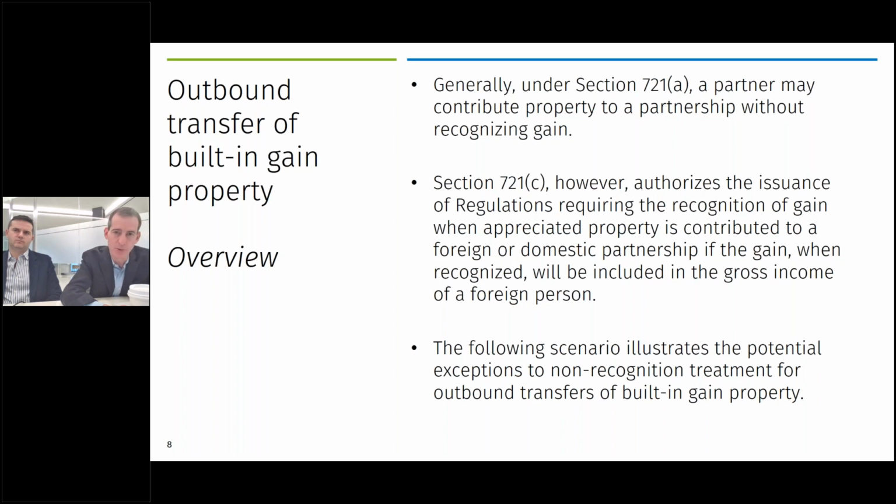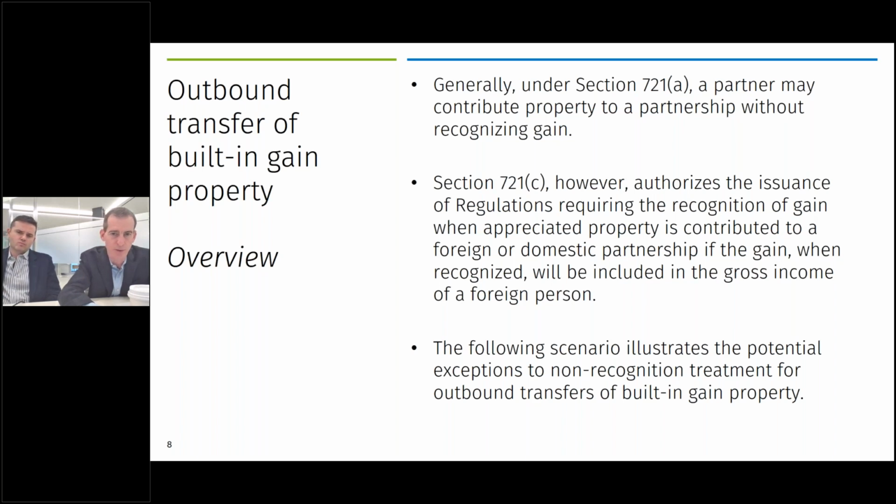So just to give you a very quick example of that, if you were to contribute built-in gain property to the partnership, and within, say, 2 years, you were to receive a distribution from that partnership, there are disguised sale rules under the 707 regs that would say, since the distribution was within a 2-year period of when the contribution of the built-in gain property was made to the partnership, that's going to be presumed to be a disguised sale of that property rather than a tax-free rollover of it. So that's one exception that applies across the board, whether it's international or not.